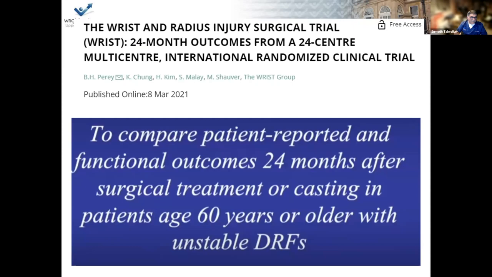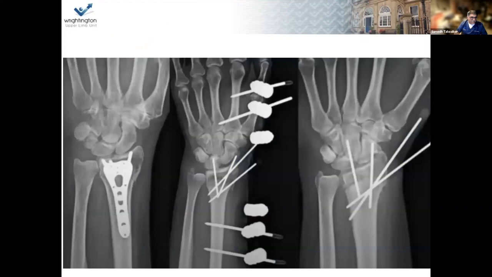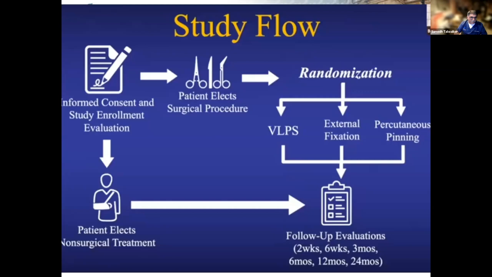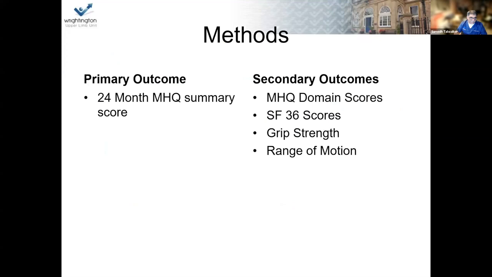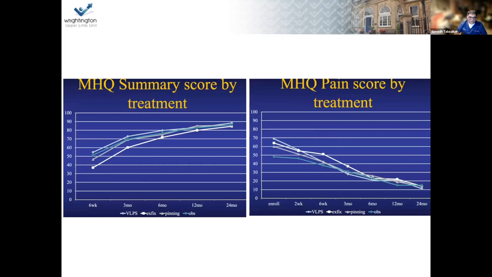Kevin Chung has produced the WRIST study where he compared the 3 methods with casting, with the standard CONSORT diagram for follow-up for these randomized controlled trials. So this was a multi-center study which was done. He used the Michigan Hand Questionnaire summary score as the primary outcome, as well as the domain scores. And what you find, once again, is the volar plate does best initially. The external fixators don't do so well throughout, and the K-wires are somewhere in between.